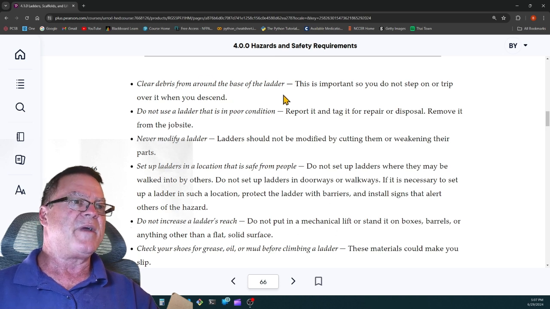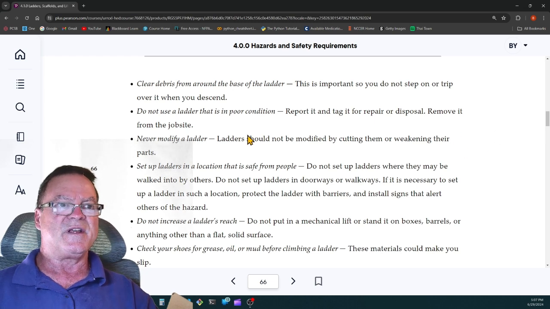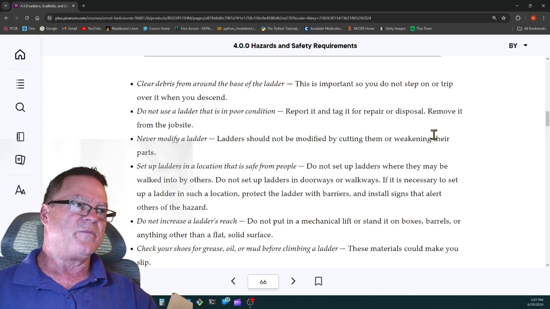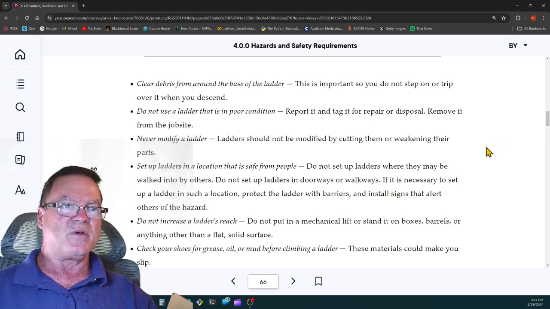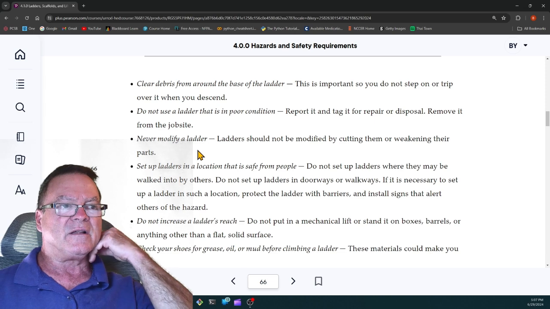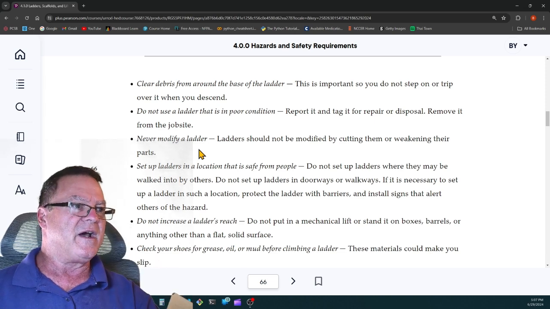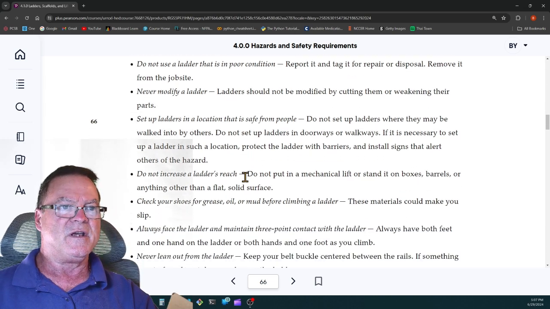Clear debris from around the base of the ladder. This is important so you do not step or trip over it when you descend. Do not use a ladder that is in poor condition. Report it and tag it for repair or disposal. Never modify a ladder. Ladders should not be modified by cutting them or weakening the parts.